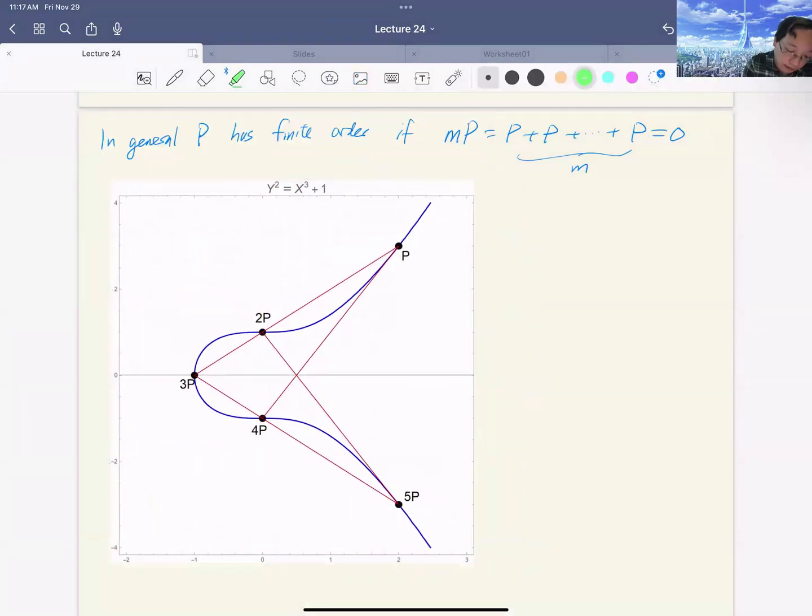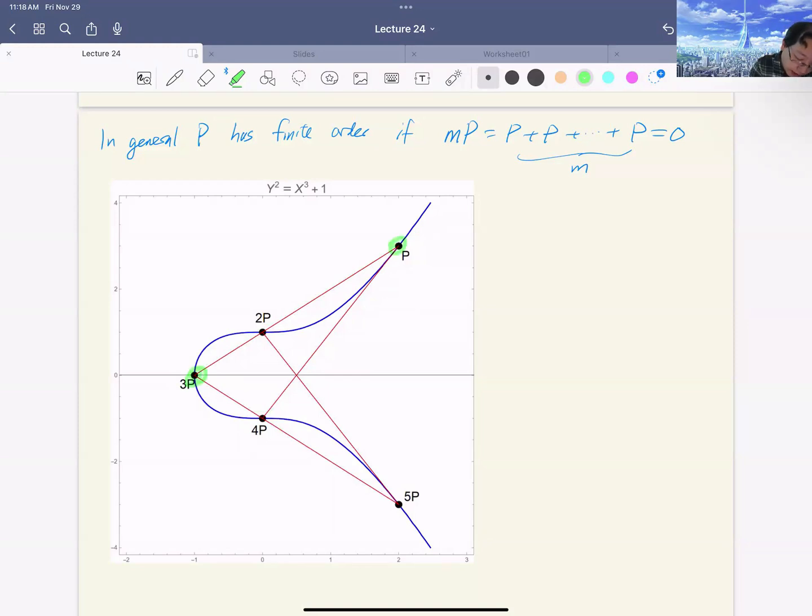So we start from P. And what is P plus P? P plus P is 2P. So you take the tangent line, intersect here, and then we reflect. So this is 2P. And what is 3P? Well, 3P is P plus 2P. So we just join the line and then reflect, but because it already lies on the y-axis, we don't need to reflect. And 4P is P plus 3P.